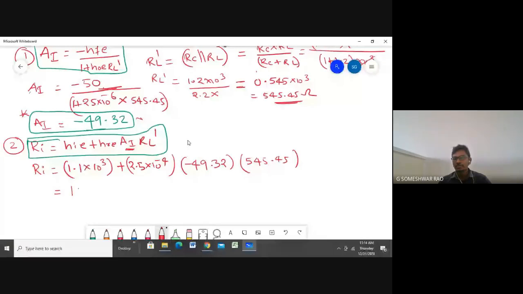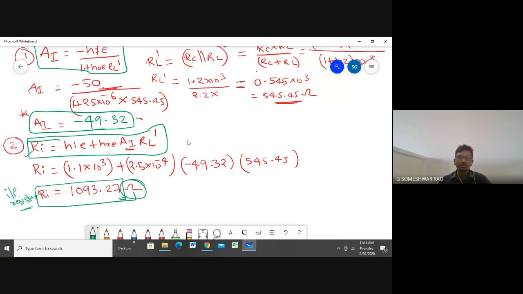1093.27 ohms. Is it ohms or kilo ohms, sir? Ohms only, sir. Very good. RI is nothing but the input resistance, so we need to give units, which must be mentioned here. Whereas AI is nothing but output current by input current, so there are no units for this.